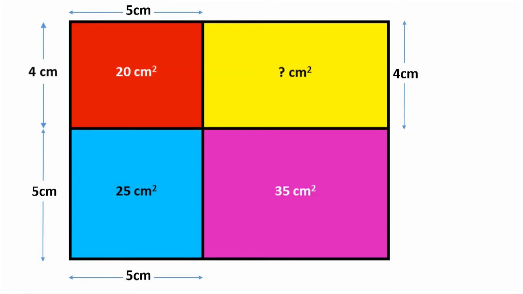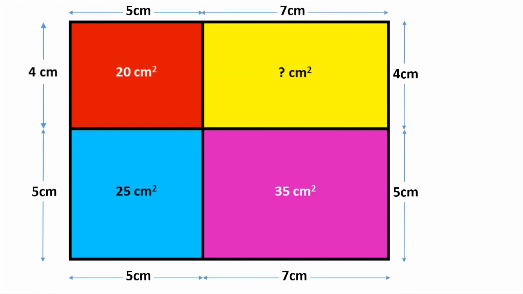Okay, so that purple area now must also have that dimension as being 5 centimeters, and if its area is 35, then I guess that must be a 7, because 7 times 5 is 35. So that tells us the length of the yellow rectangle, it must be 7, so the area is 7 times 4, 28 square centimeters.